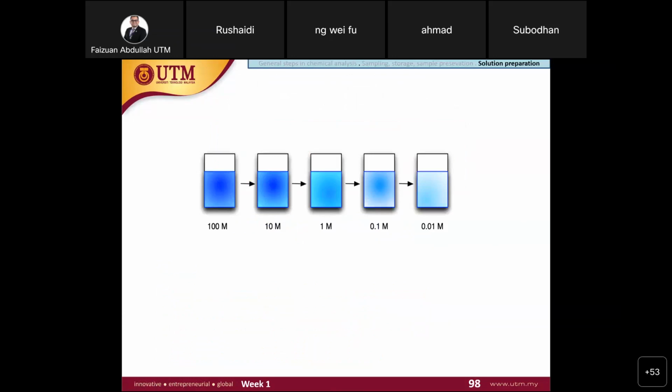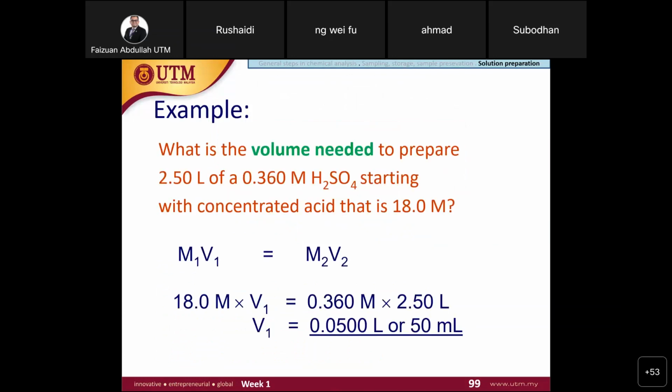100 molar. So we diluted to 10 molar, diluted to 1 molar, diluted to 0.1 molar and 0.01 molar. So how much is the dilution factor? So the dilution factor is 10, right? Right. This is the example.